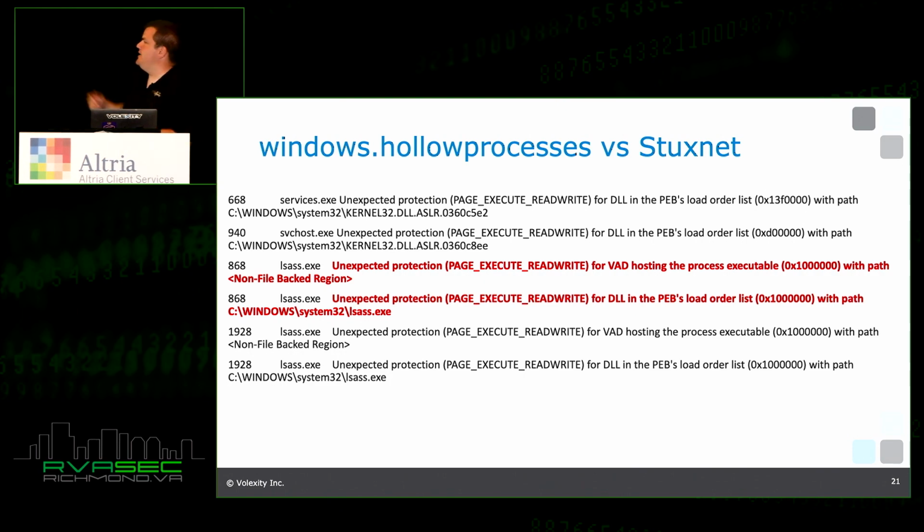So in this case, we're running it against that same sample infected with Stuxnet, but instead of having to manually compare the VADs and all this stuff, it tells you right away. It says, hey, the VAD, so the memory region that should be hosting the process executable, it's not actually mapping any file, and the permission's not page execute write copy, it's page execute read write. 100% malware, 100% process hollowing. So we can detect that right away.